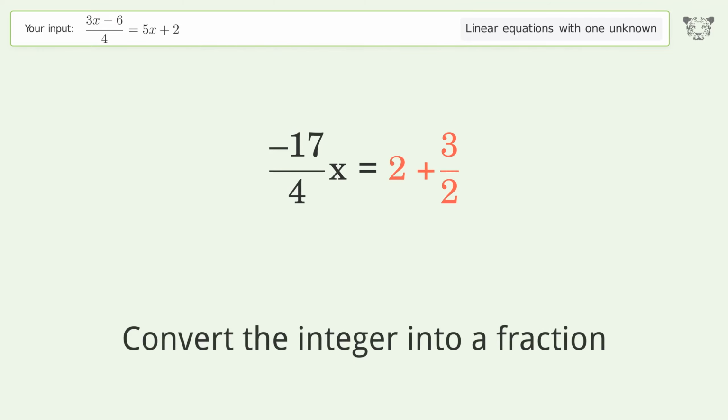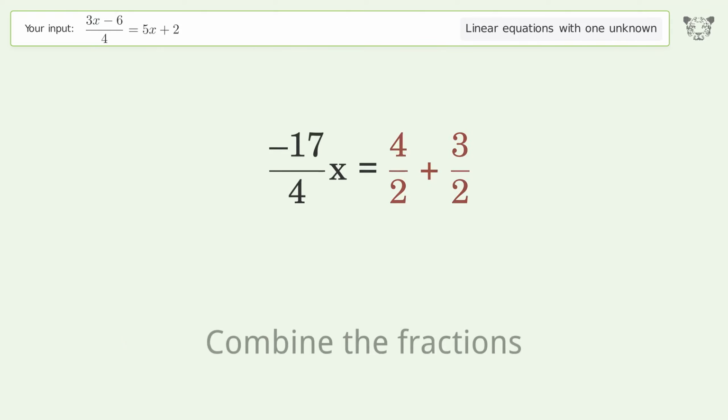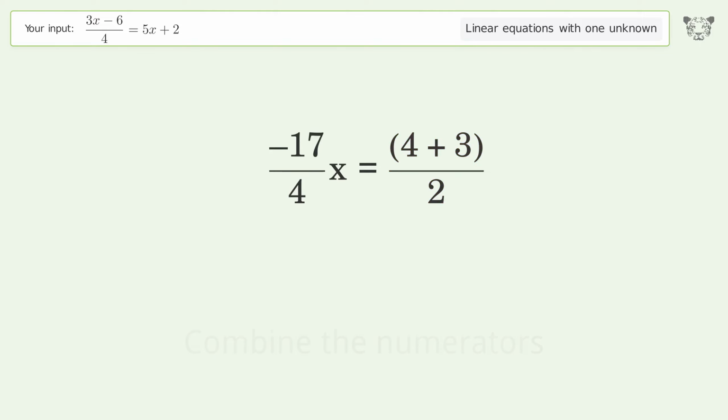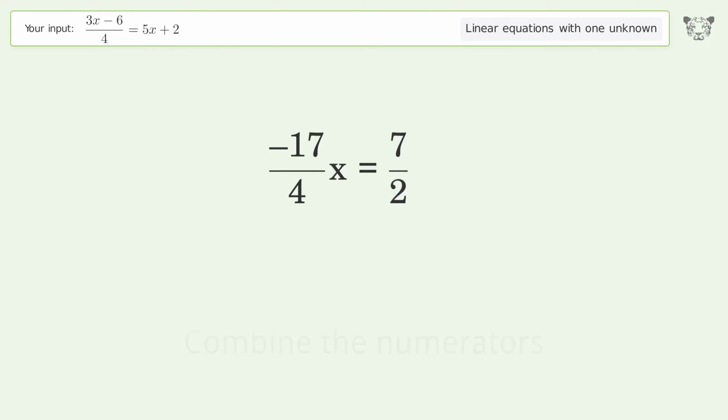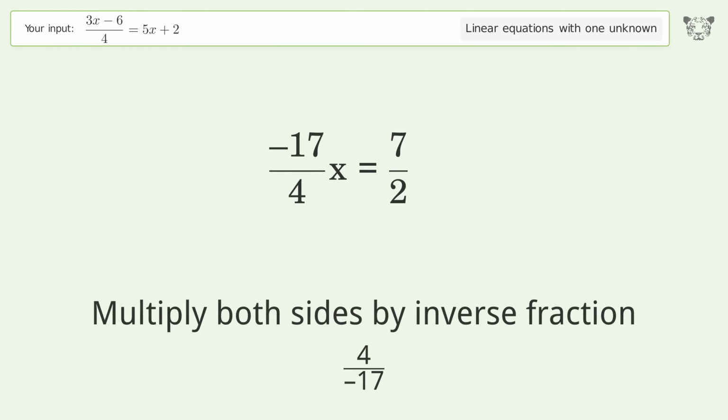Convert the integer into a fraction. Combine the fractions. Combine the numerators. Isolate the x. Multiply both sides by inverse fraction 4/17.